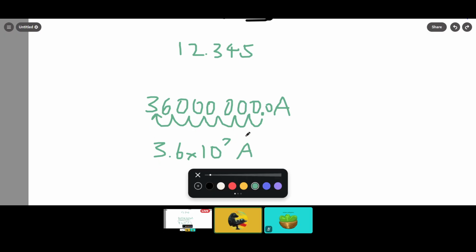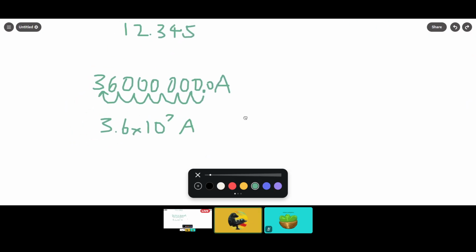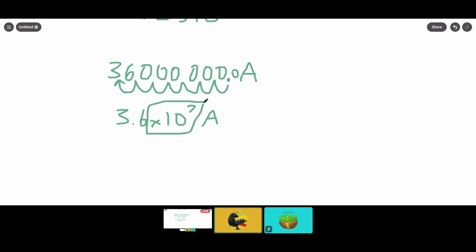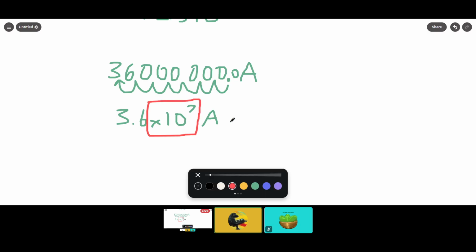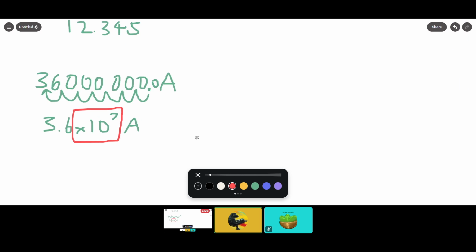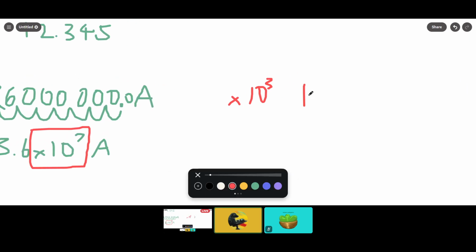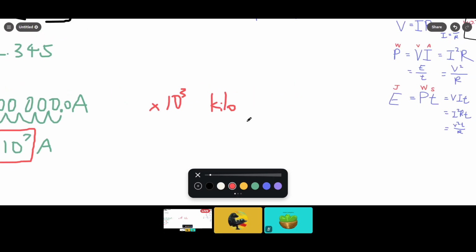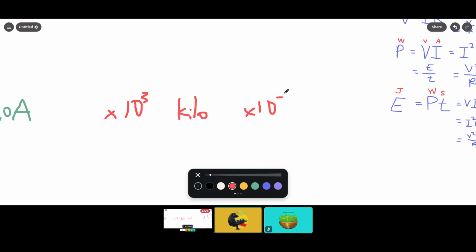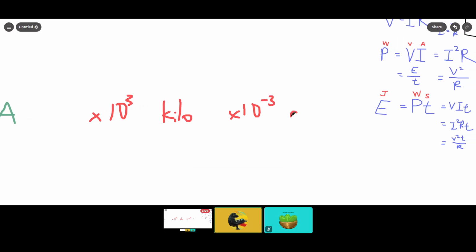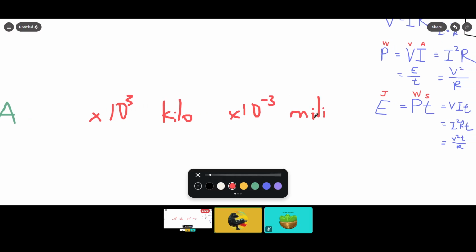Okay, so why is this important? Because this bit here can actually be represented with names. Well, not this exactly. There are specific names for specific magnitudes. For example, times 10 to the power of 3 is kilo. Times 10 to the power of negative 3 is milli. So basically you need to know these. I'll just show you all the rest.